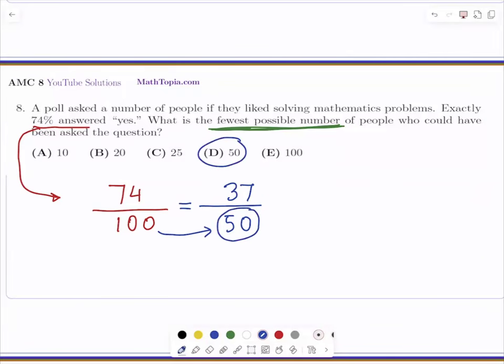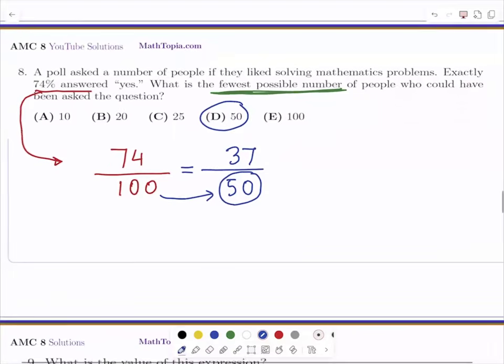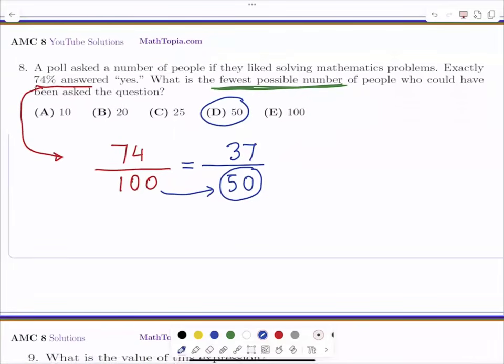The fewest possible, right? Yeah, the fewest possible. I cannot divide people into different pieces. Okay, great. Now we are okay for this problem, right? 50 is a good answer overall. We are just using the concept of percent, right? That's all.